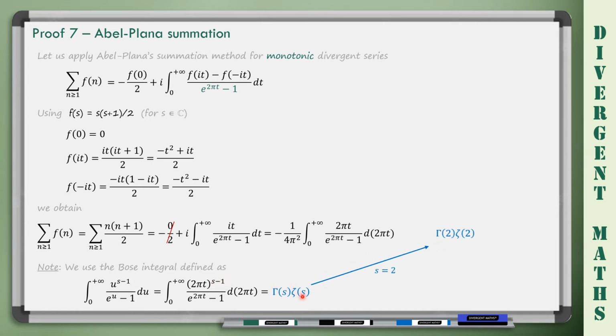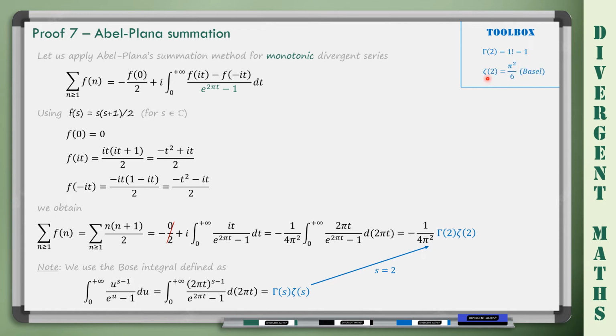So if we use that formula with s equal to 2, it gives us gamma at 2 times the Riemann zeta function at 2. Let's not forget the constant in front, negative 1 over 4 pi square. So now we need those values. Let's open the toolbox. Gamma at 2: gamma of n is n minus 1 factorial. So gamma at 2 is 1 factorial. 1 factorial obviously is equal to 1.